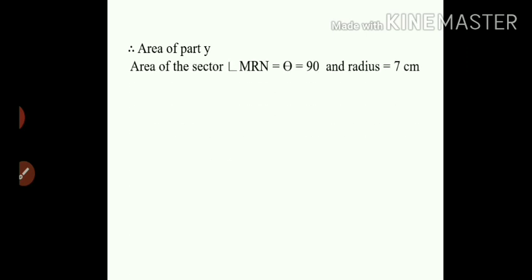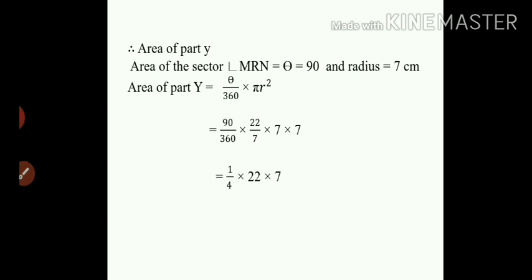Now for area of part Y, we know again the theta will be 90 degrees and radius we got as 7 centimeters. So same formula we apply, that is area for the part Y will be theta upon 360 into pi r square, that is 90 upon 360 into 22 upon 7 into 7 into 7. Again I will do the same thing, 90 upon 360 will be 1 upon 4, 7 and 7 I will cancel, so I get 22 into 7. When I multiply 22 into 7, I get 154 divided by 4 will be 38.5 square centimeter. This is my statement number 2, area of part Y.